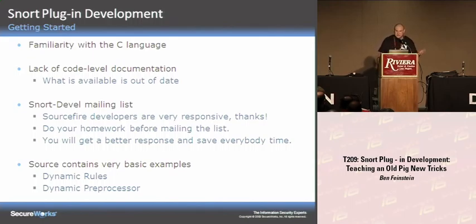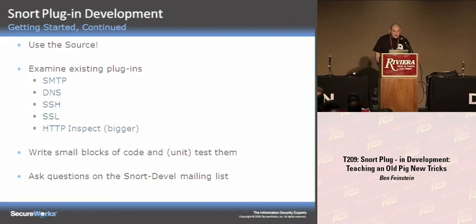So like I said, there's some basic examples in there in the Snort code base of the dynamic rules and the dynamic preprocessors. So how are you going to get started developing? Use the source. It's there. Start looking at existing plugins. How do they work? How do they do what they do? The DNS plugin is a good start. It's relatively small. The HTTP inspect plugin is much more full-featured.